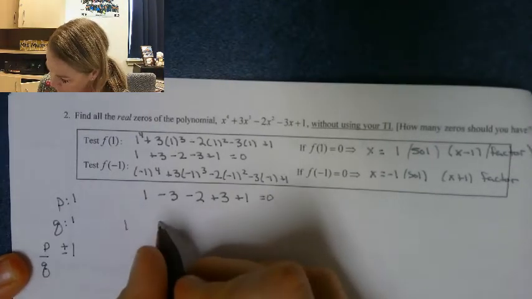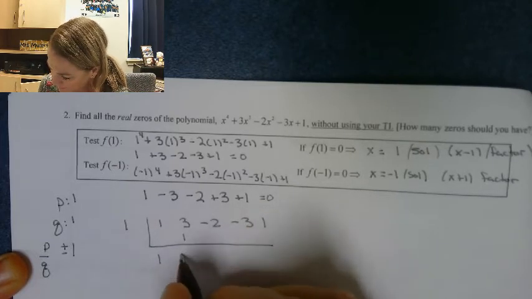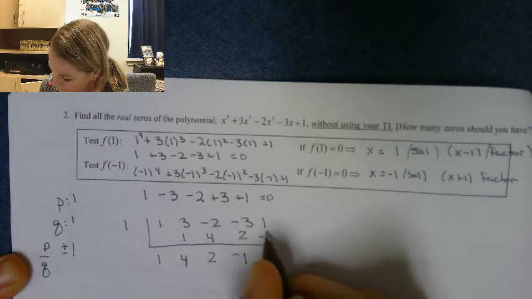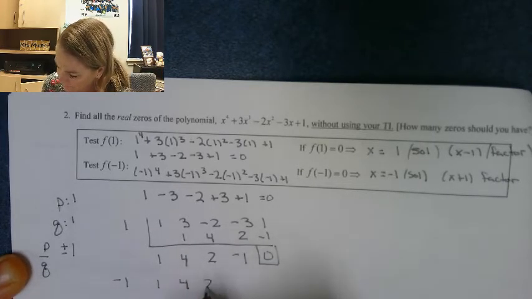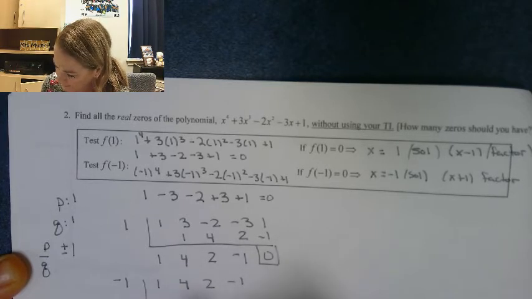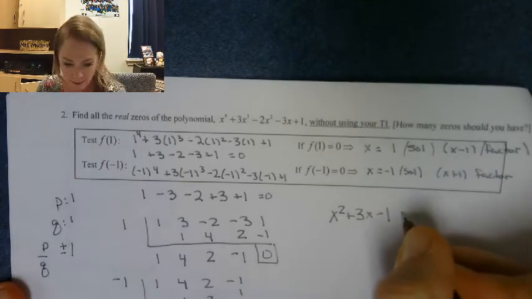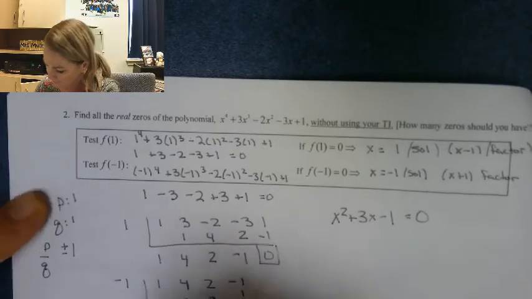So let's send 1 through 1, 3, -2, -3, 1 through synthetic division. 1, 1, 4, 4, 2, 2, -1, -1, 0. Awesome. So that's now a 3rd degree. Let's send -1 through that. 1, -1, 3, -3, -1, +1, 0. There's my quadratic. All right, so that is x squared plus 3x minus 1 equals 0. Okay, so that is basically x plus 1, x minus 1. I guess I should put those in the order I tested.